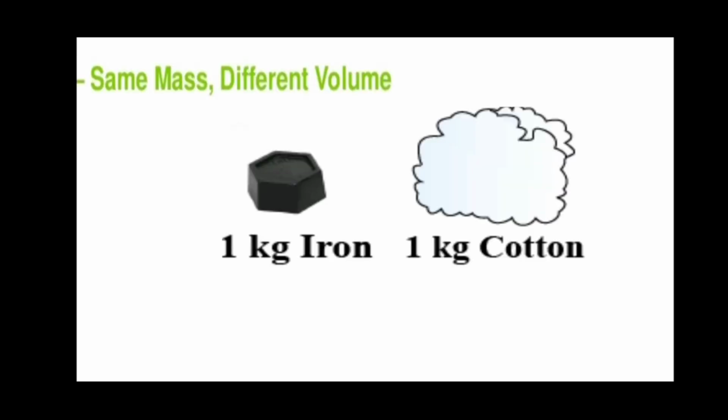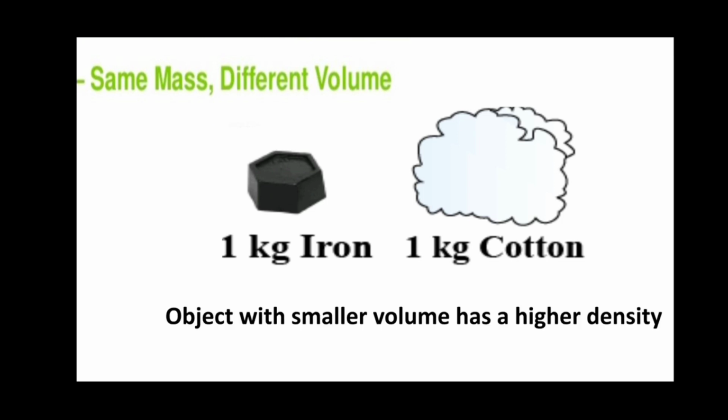Now consider two objects having the same mass but one has a smaller volume. Then we can say that the object with smaller volume has a higher density. Here we can see 1 kilogram of iron and 1 kilogram of cotton. Both have the same mass, but cotton occupies more space than iron. Why? Because the matter within the cotton is loosely packed, whereas the matter within the iron is densely packed. So here we can say that iron is denser than cotton, even though iron occupies less space.